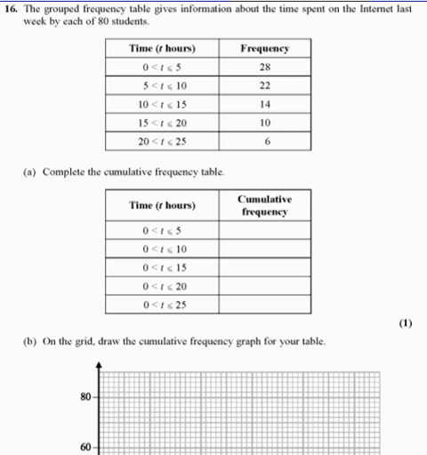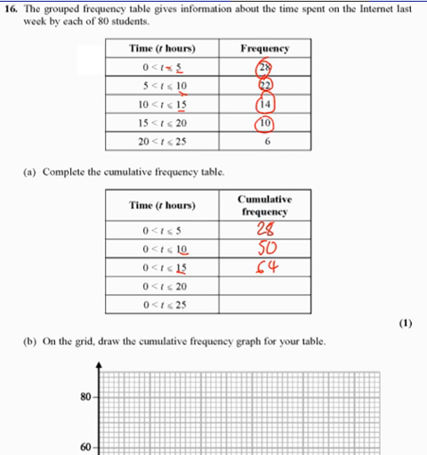Cumulative frequency. Okay, remember that cumulative frequency is the running total. So if we look at this, 0 to 5 is 28. 0 to 10 is going to be 0 to 5 plus 5 to 10, so 28 plus 22, which is 50. 0 to 15 is going to be 0 to 5, 5 to 10, and plus 10 to 15, so we add that, we get 64.